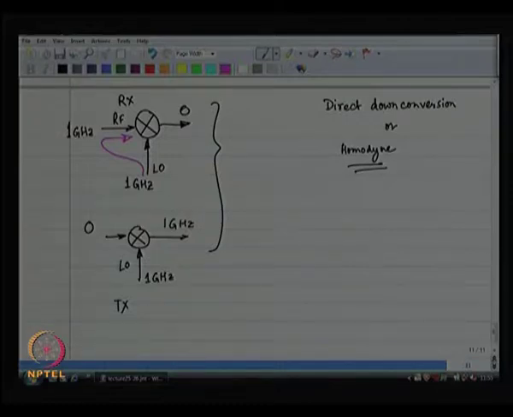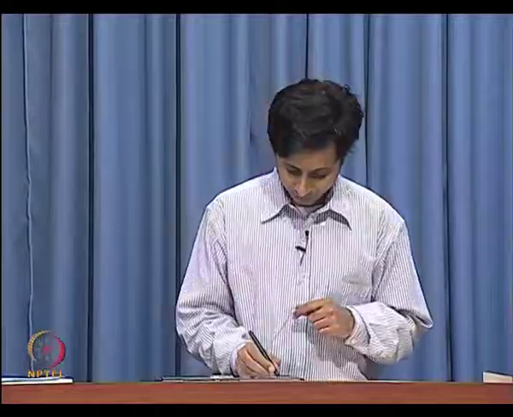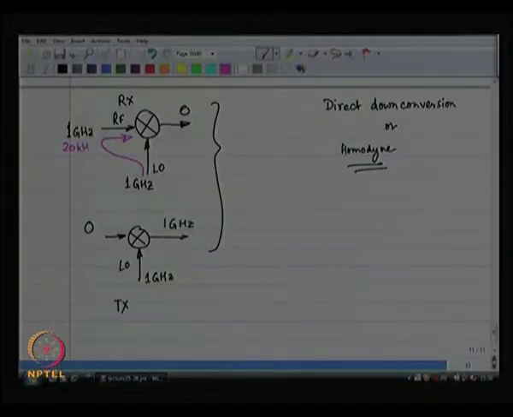Alright, think of it this way. Suppose the signal you are receiving from the antenna is something at 1 gigahertz with 20 kilohertz bandwidth. This is the bandwidth around 1 gigahertz, and the signal level is minus 100 dBm. Okay, what is dBm? dBm is decibels with respect to 1 milliwatt of power. So, that is the power level that you have received at the input of your antenna.